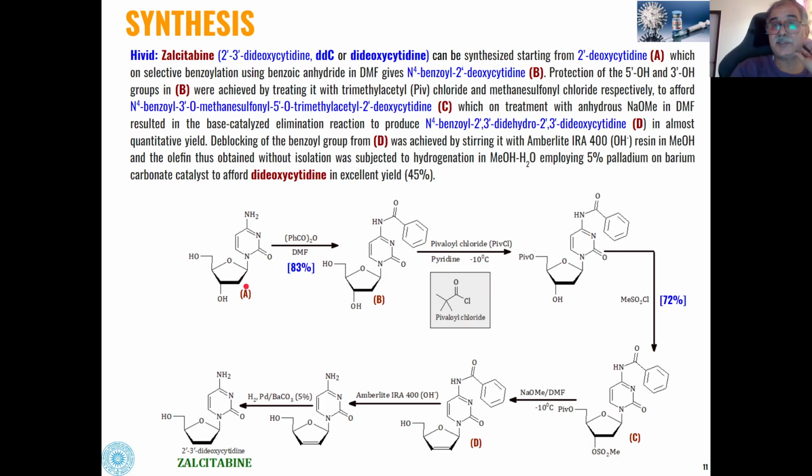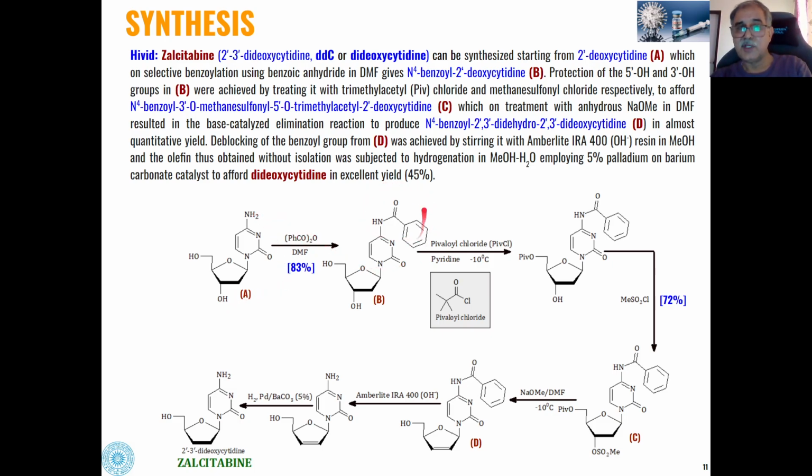The mode of synthesis is, the starting material is 2'-deoxycytidine, this one. When this is reacted with benzoic anhydride in DMF, the selective N-benzoylation will take place, whereas there will be no effect on this primary hydroxyl group or secondary hydroxyl group. So N-benzoylation will take place.